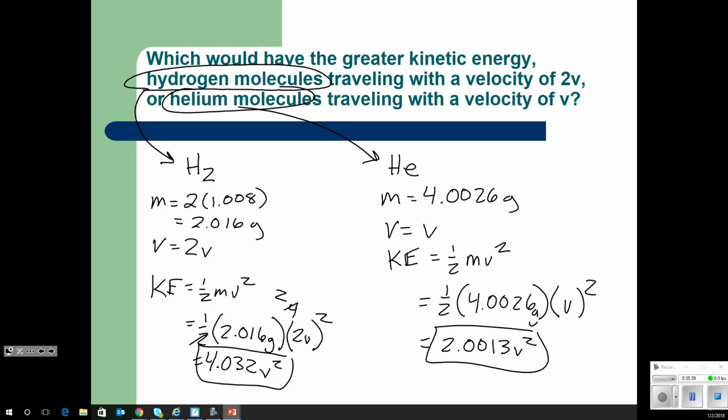Okay, so which one has the bigger velocity? Well, I can cancel out v squared, right? So it's 4 to 2. This is faster. Right? Get that? All we did was do the kinetics again, find out the kinetic energy. We want to know which one would have the greater kinetic energy, and it would be this one. Okay? Because velocity was twice as big.